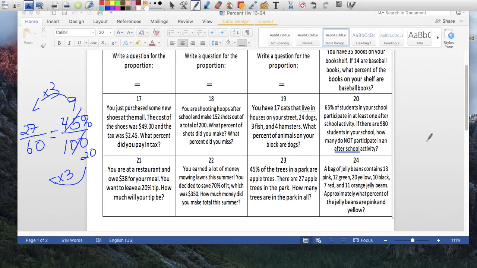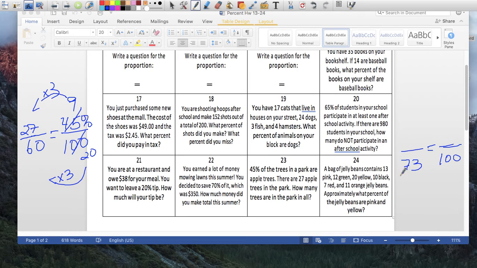Last one, jelly beans. What percent of the jelly beans are pink and yellow? So you want all the pink and yellows. So we need a total though. So let's add this up. 13 plus 12 plus 20 plus 10 plus 7 plus 11. That gives you a total of 73 jelly beans.